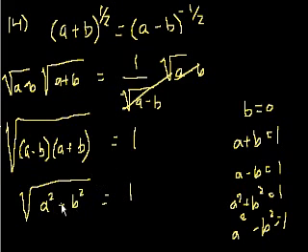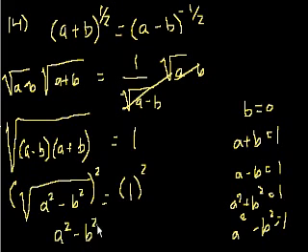And then what do we know if we could square both sides? If we square both sides, so we take both to the second power, what are we left with? This radical sign goes away, so we're left with a squared minus b squared is equal to 1. And that is choice E.